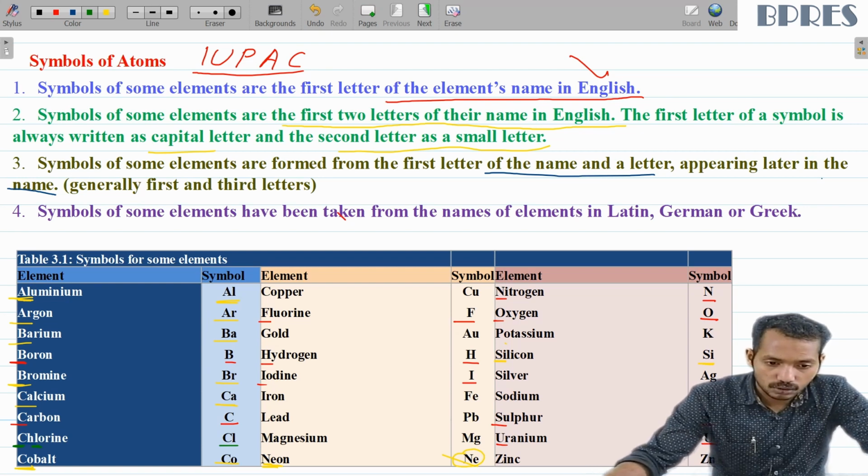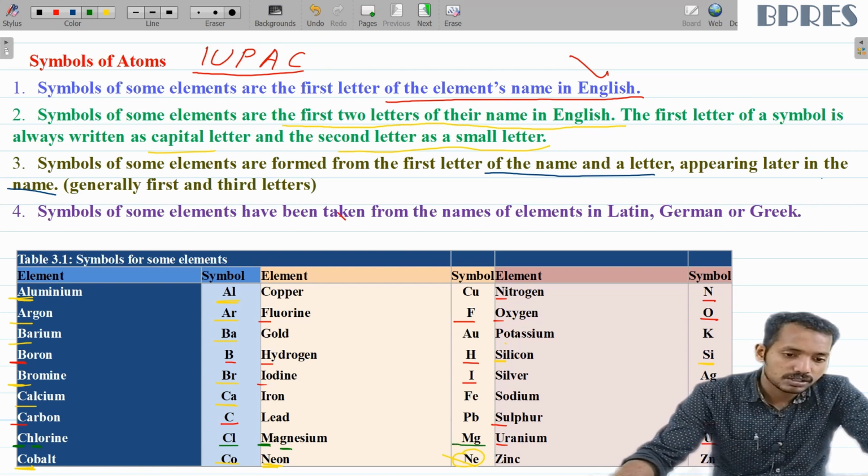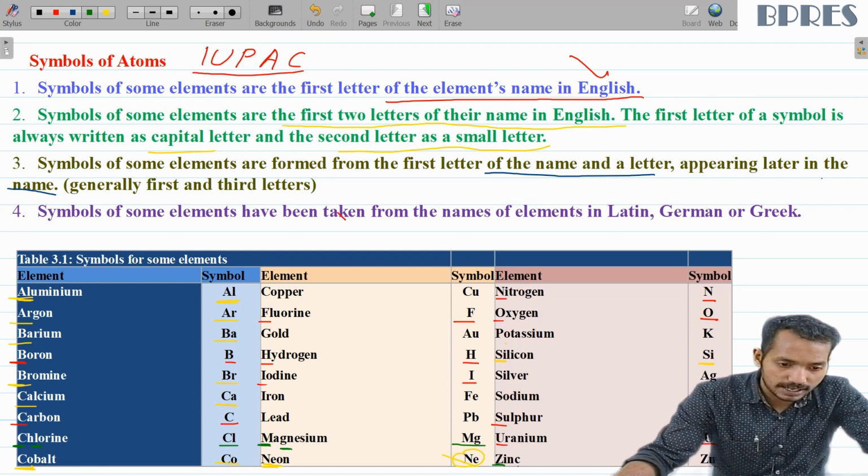Similarly, in case of magnesium, A is not appearing. Magnesium, M and G. Because of that, we are writing it as Mg. Similarly, in case of zinc, I is not appearing. Z and N, zinc. So it is written as Zn.